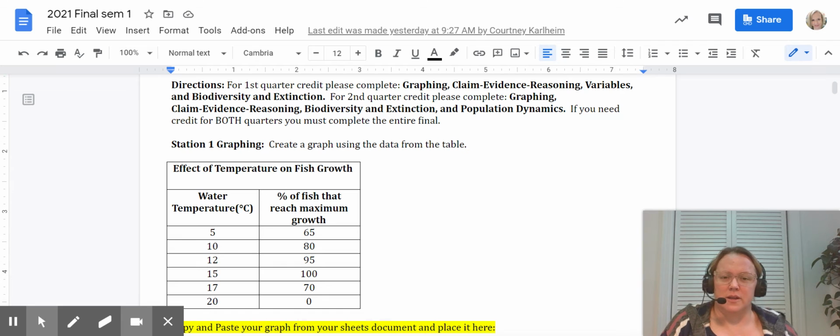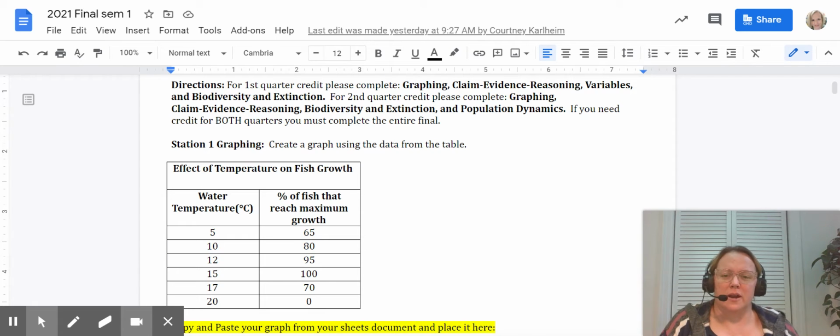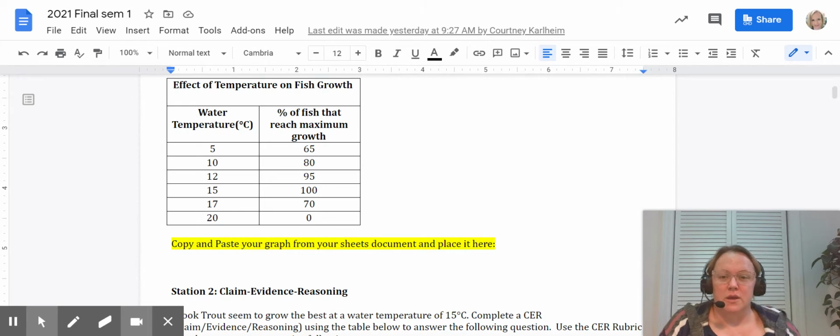Station 1, Graphing. Create a graph using the data from the data table. Effect of temperature on fish growth. Water temperature in degrees Celsius, and percentage of fish that reach maximum growth. You must copy and paste your graph from your Sheets document and place it right here in the Finals document. So you will be graphing in Google Sheets, as we have the entire year.